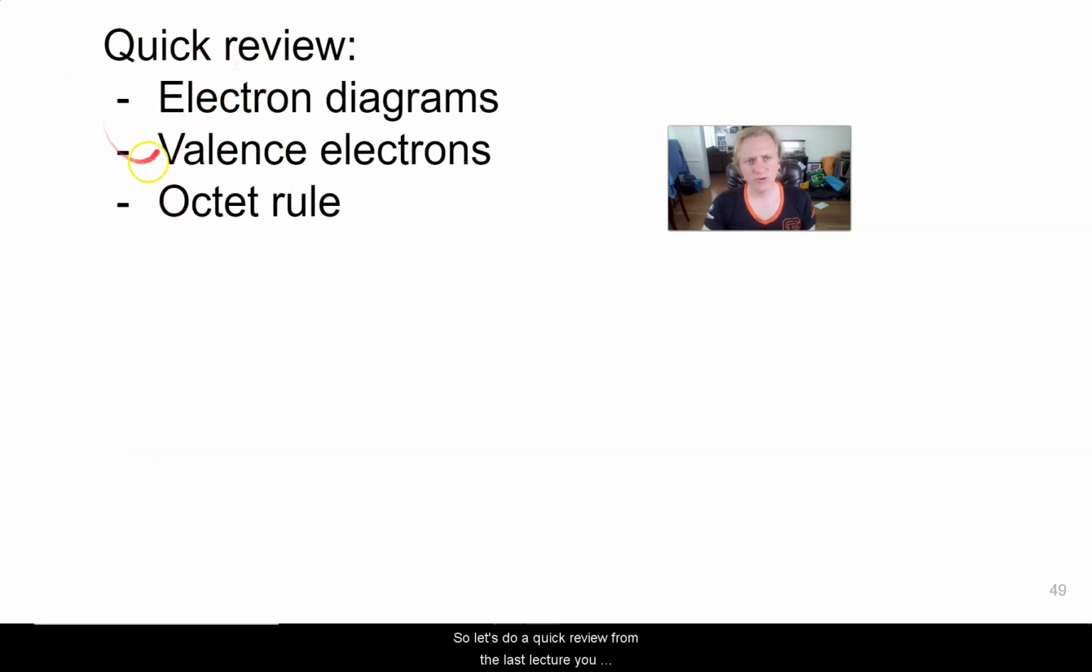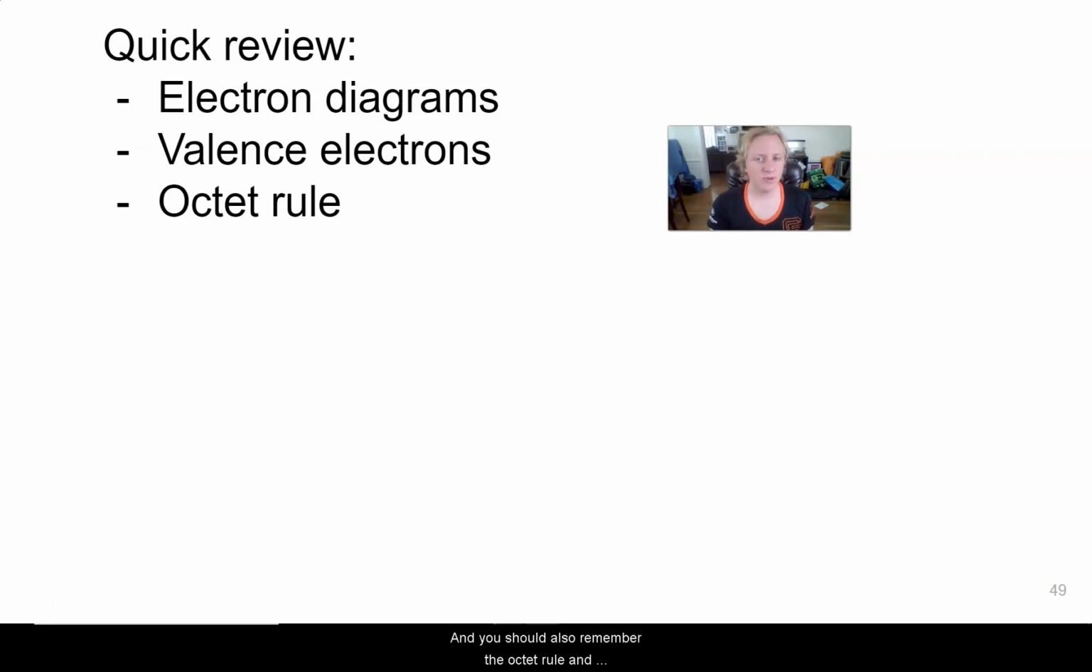So let's do a quick review from the last lecture. You should know how to draw electron diagrams. Specifically, you should know how to draw valence electron diagrams. And you should be able to use the periodic table to determine the number of valence electrons that an element has. It's super easy. We're going to review it again today.